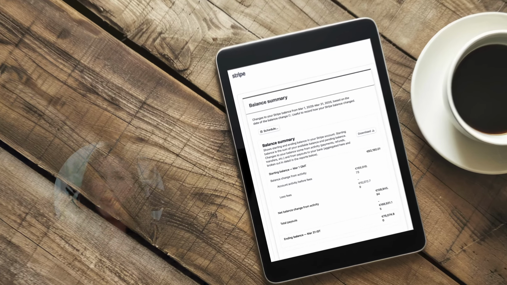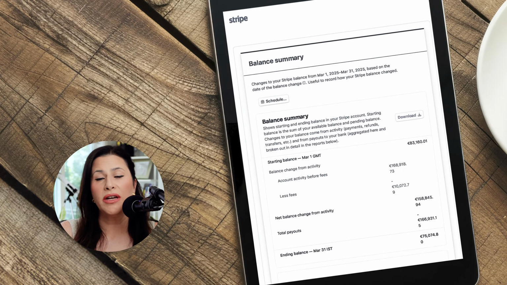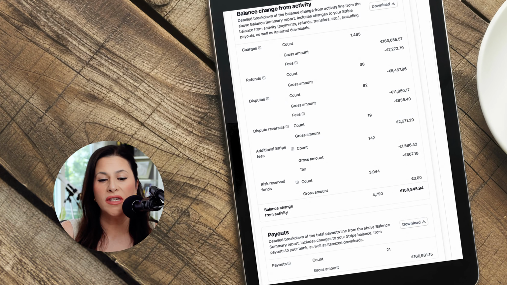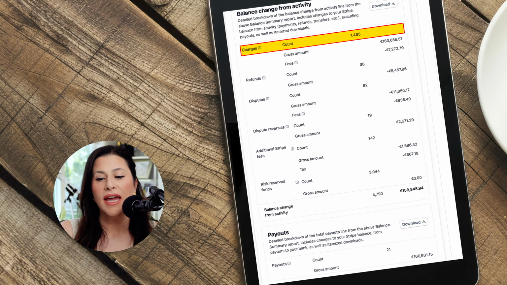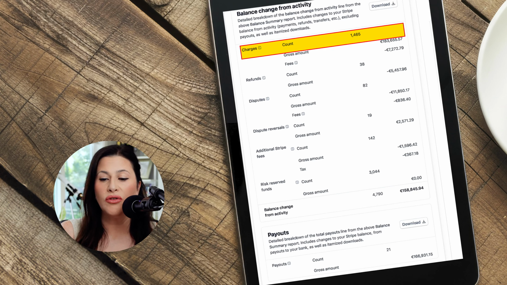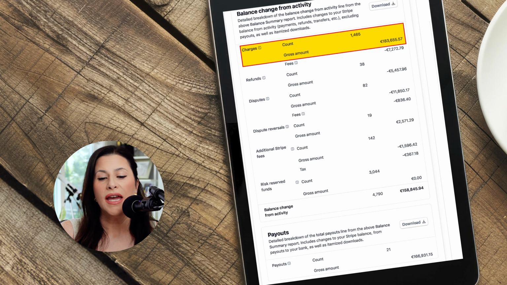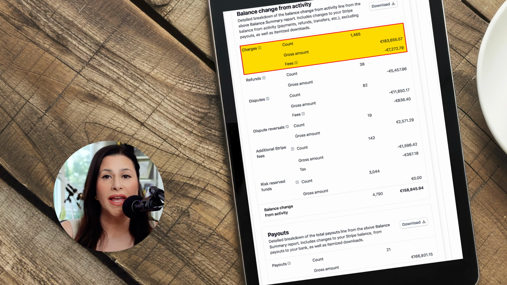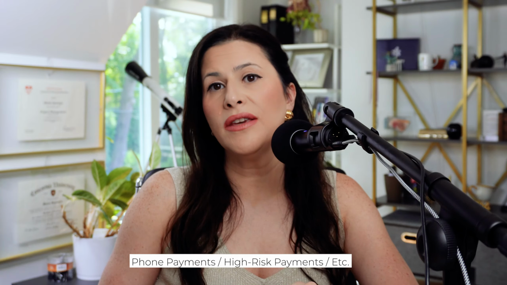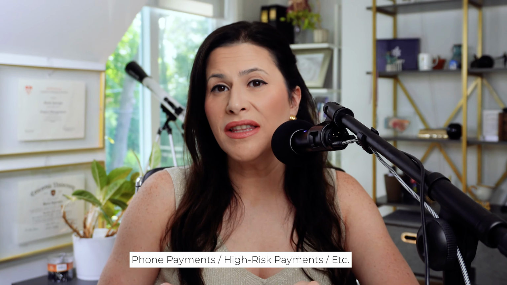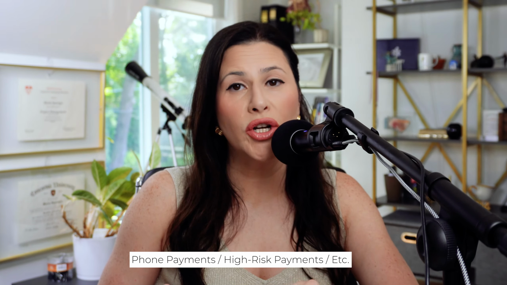So now if you're looking at your balance report within Stripe, let me point out a couple of things here for you. So first of all, you see here the charges and you see the amount of transactions that you've processed. And then you see here the dollar amount that you've processed. And then these are the fees. So this is what you're paying for. Now, again, they advertise 2.9%, but there are some exceptions. If you take phone payments, if you take payments that they deem high risk, they could be charging you more. So it's important to actually figure out if the fees actually do equal 2.9%.